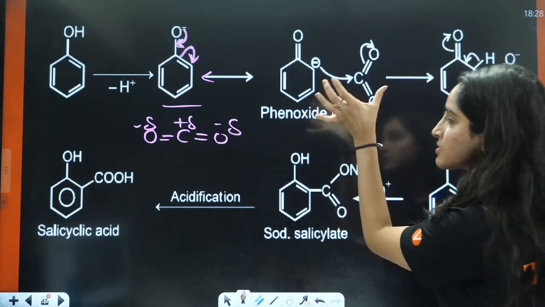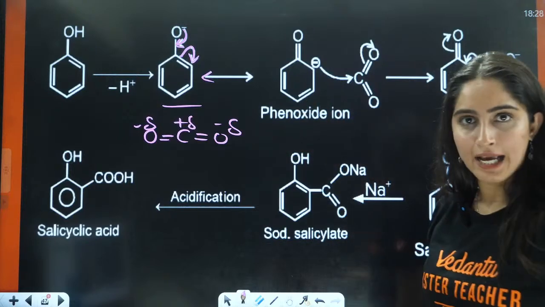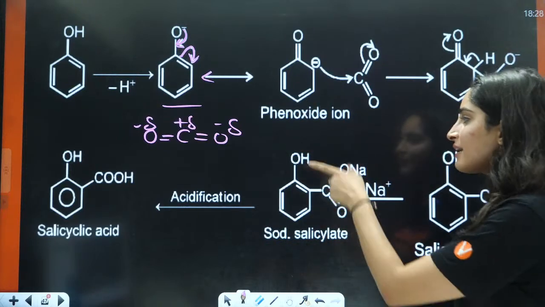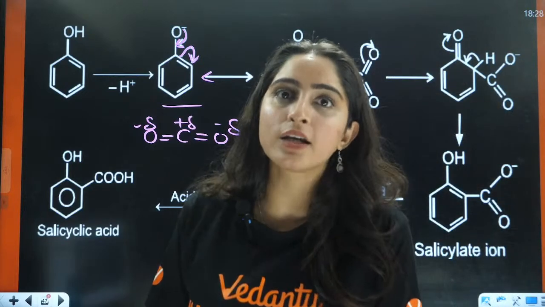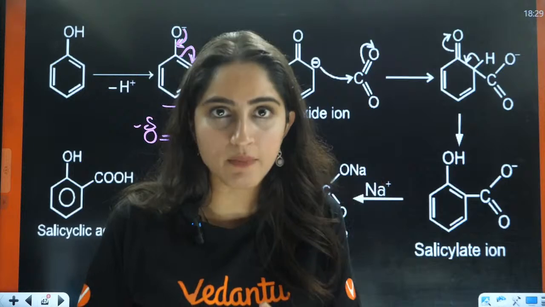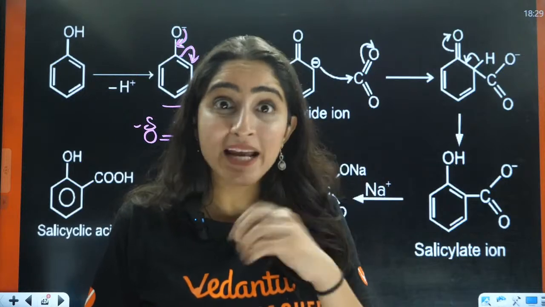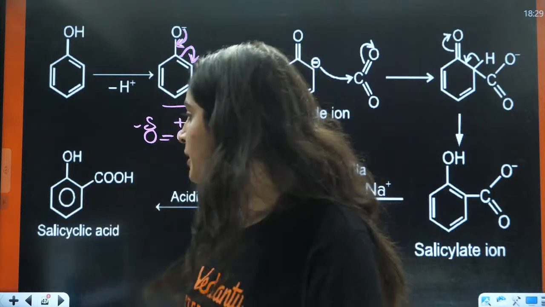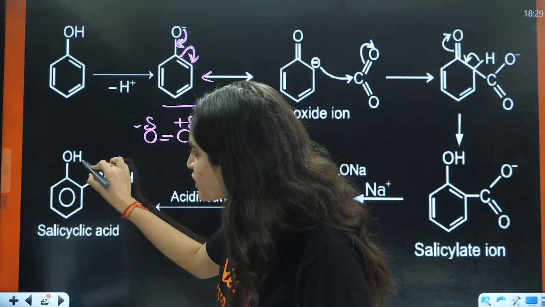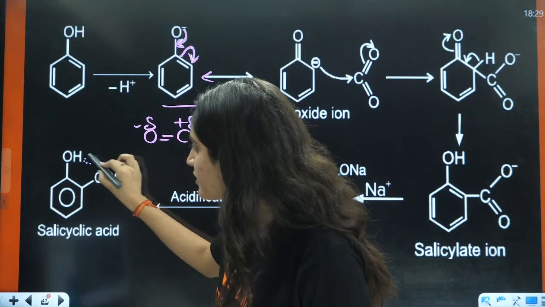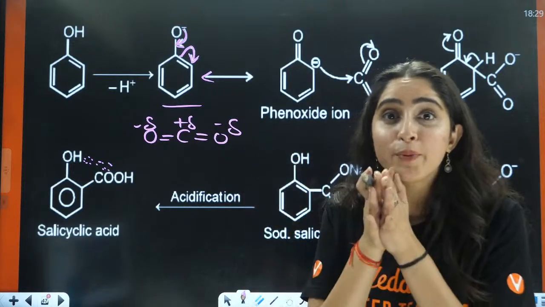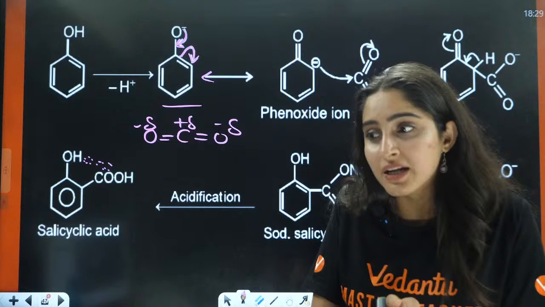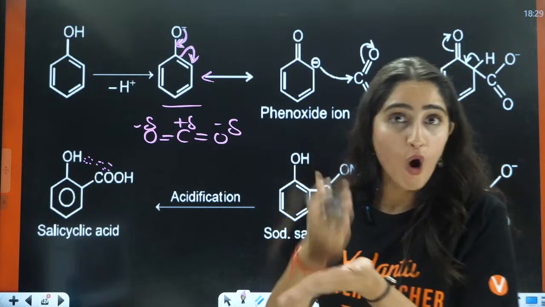So with these resonating structures of the phenoxide ion, it's not necessary that this will happen only at the ortho position. Majorly the product is ortho. I'll tell you the reason behind that. Majorly the product is ortho because in the end, this H will have hydrogen bonding with this oxygen. That means you will have a stable product at the ortho position. That is why para is not included here.